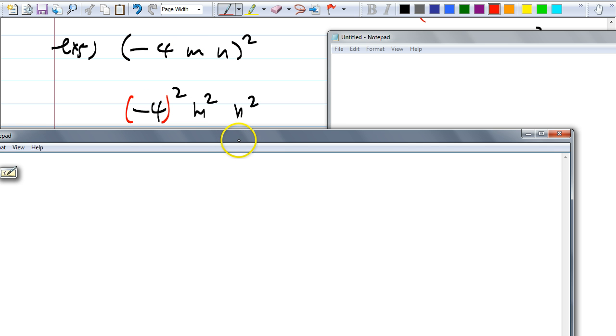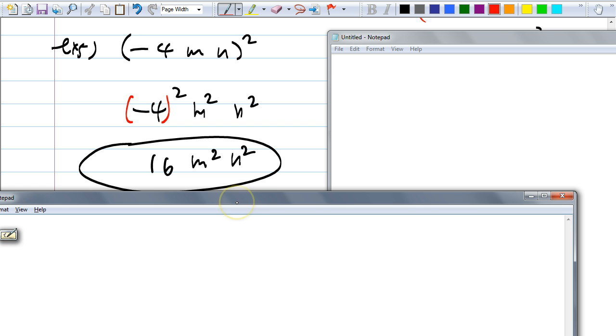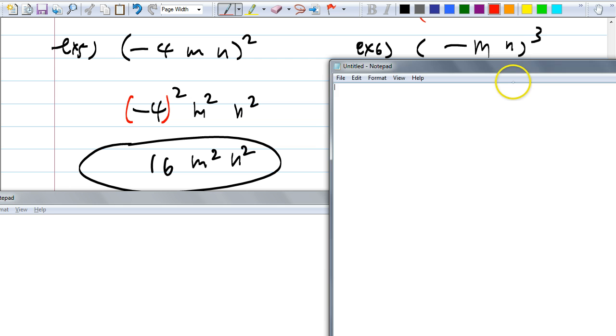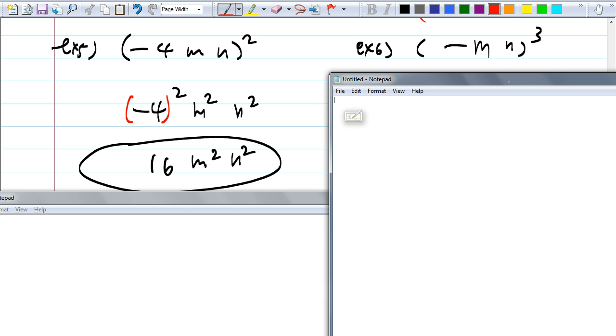So the answer, how many people got the answer as positive 16 m squared n squared? Raise your hand. Very good. If you didn't get this, do you see what you did wrong? Any questions? Okay, try this one yourself then. How many factors do you see inside the parentheses? Two. What's the first factor? Negative m. The other is n. Is that right? Go ahead, everybody try.